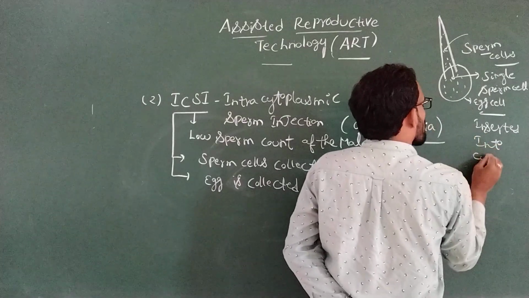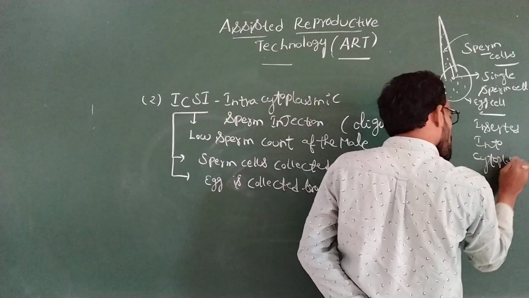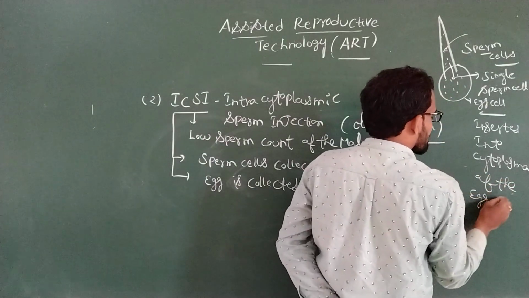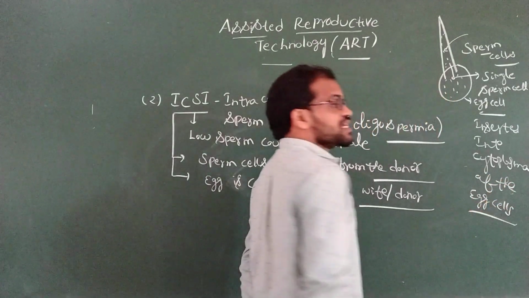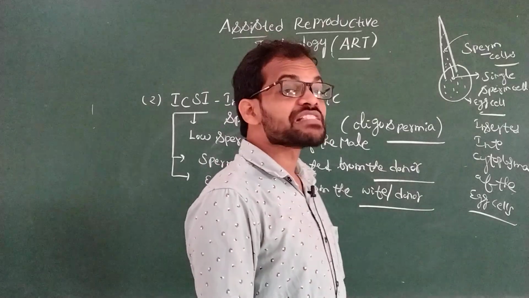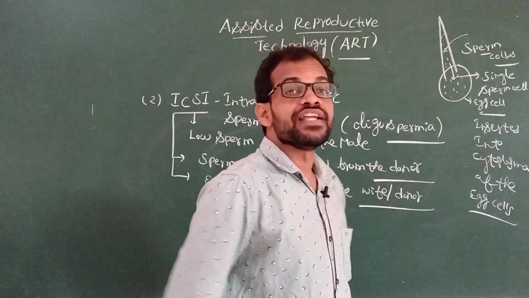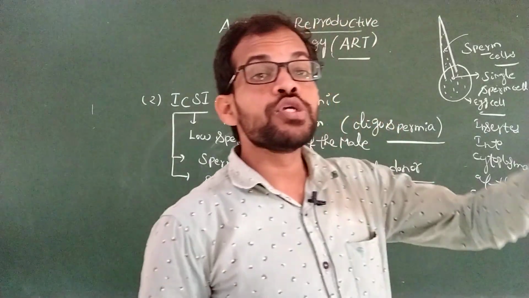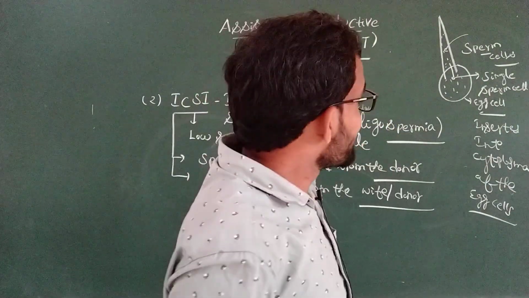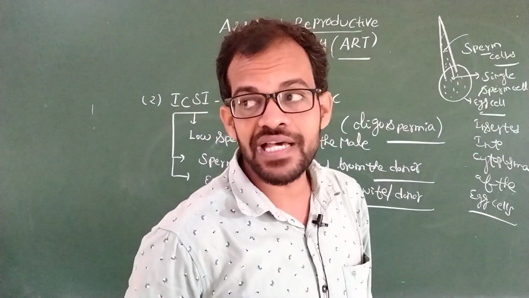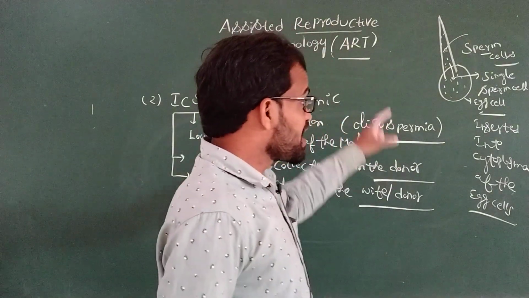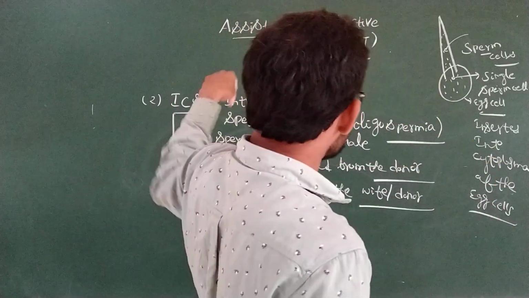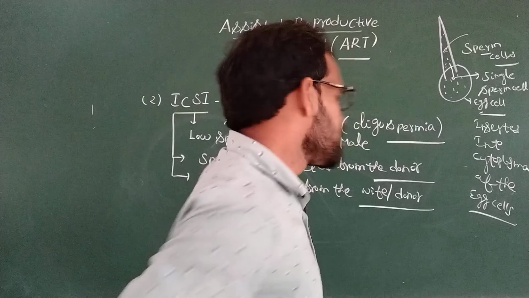into the cytoplasm of the egg cell. Whenever the sperm cell is inserted into the cytoplasm of the egg cell, it develops into the zygote. Again the zygote develops into the embryo. This embryo is placed inside the mother's body. Fertilization takes place outside the body, but the development takes place inside the female body.